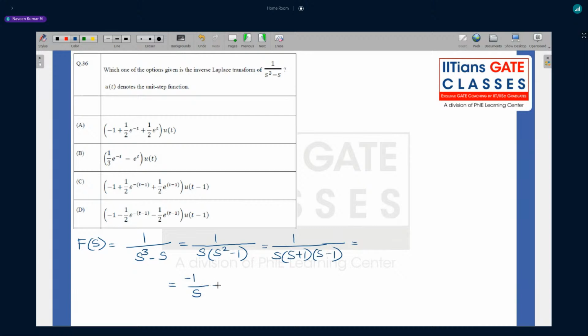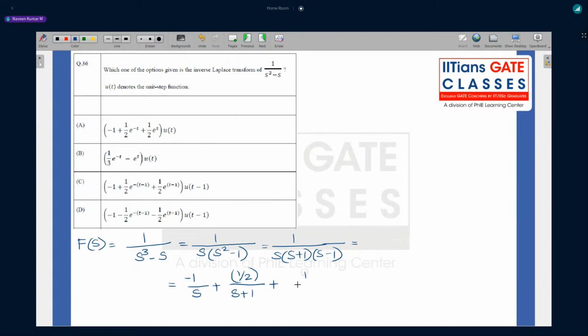That's it. Plus 1 divided by, so the numerator we should not write now. We have to write the denominator s plus 1. So here you substitute s is equal to minus 1. So minus 1 into minus 1 minus 1, minus 2, into minus 1 will be equal to 1 by 2. So this will be 1 by 2, right?